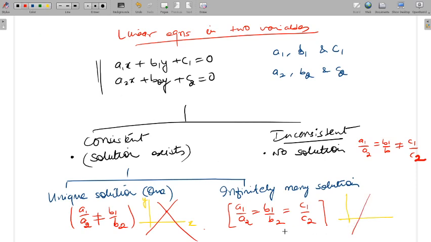If say this line is a1x plus b1y plus c1 is equal to 0, the other line that is a2x plus b2y plus c2 is equal to 0, it will be same line. So this line will overlap on this line. Okay, so you will have many points of sort of intersection, right? Many points are there. So because both the lines they are overlapping, so these points they will satisfy both the lines, right? So here you will have infinitely many solutions.